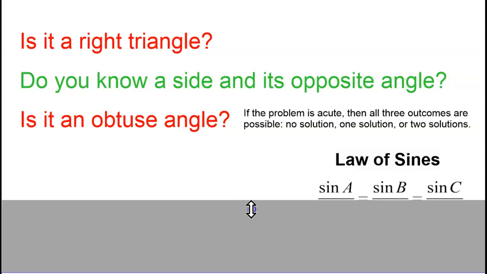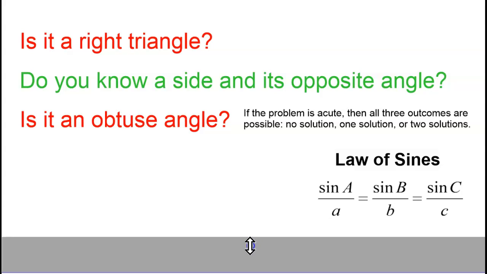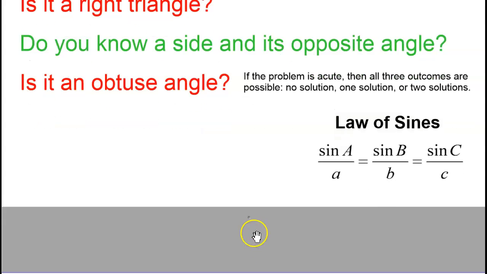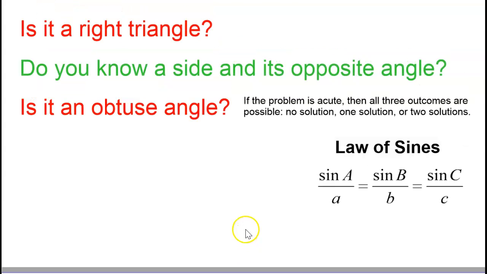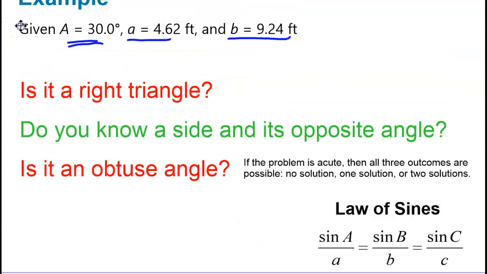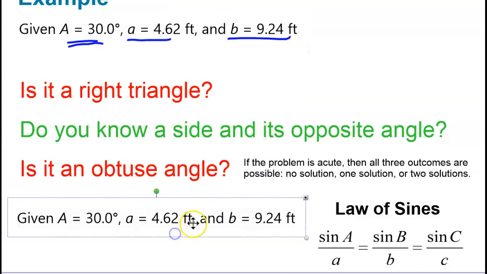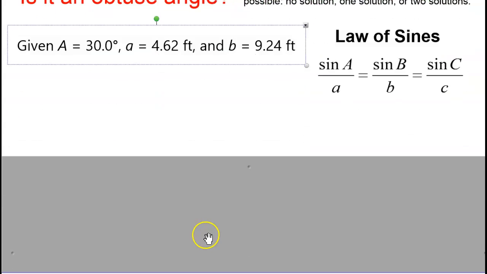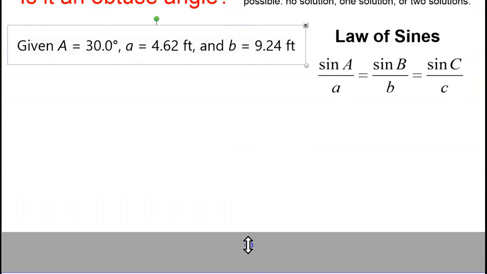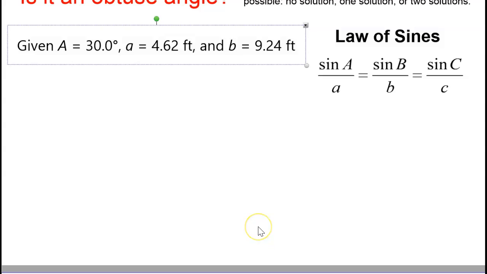We know using our flowchart that we're going to use the law of sines for this problem. Let me bring the problem down here so we have it. There we go. Let's start working on how to solve this problem. We have angle A, and we have side A and side B.